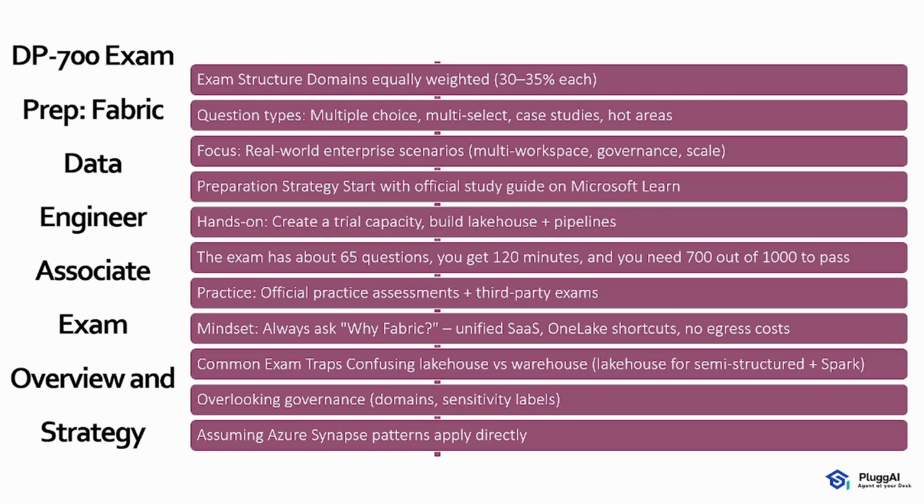Common traps? People mix up Lakehouse and Warehouse. Lakehouse is for flexible storage with Spark on semi-structured data. Warehouse is pure relational SQL for reporting. Or they forget governance like domains and labels. Exam loves throwing multi-workspace scenarios at you.